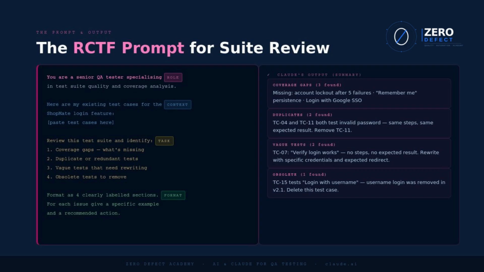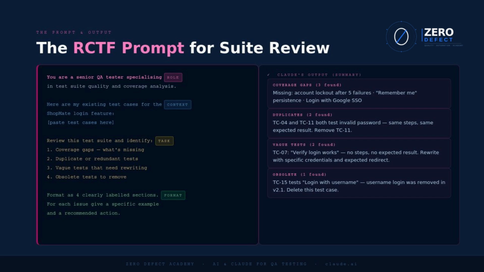Here's the prompt. Let's walk through it. Role. We tell Claude it's a senior QA tester who specializes in reviewing test suites for quality and completeness. That framing changes everything about how it analyses what we give it. Context. We paste in our actual test cases. You don't need to format them or clean them up first. Just paste whatever you have. Task. We ask Claude to find all four problem types: coverage gaps, duplicates, vague tests, and obsolete tests. Format. We ask for 4 clearly labeled sections with a specific example for each issue and a clear recommendation of what to do.